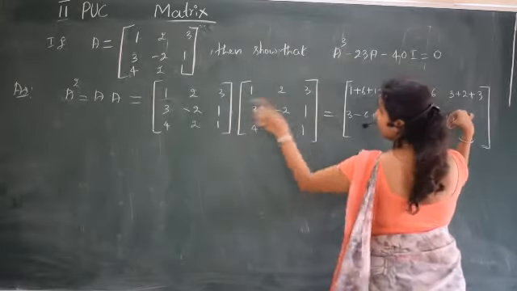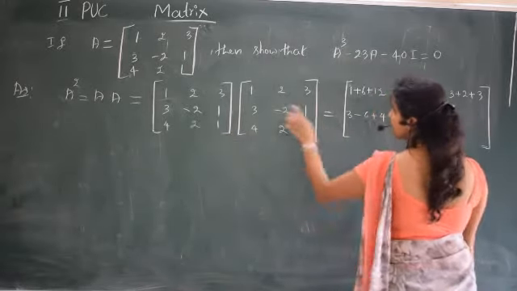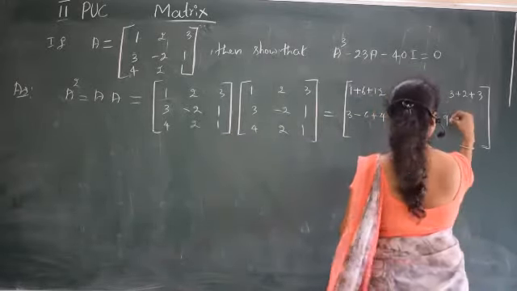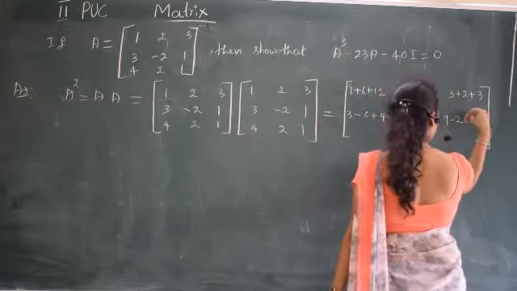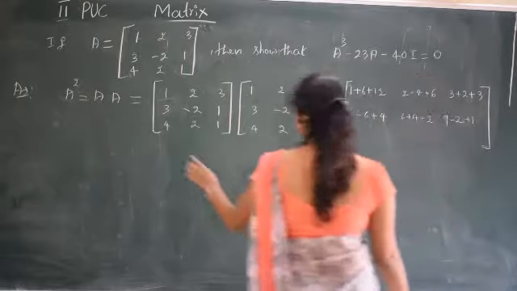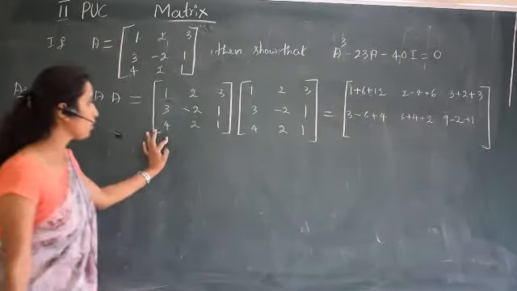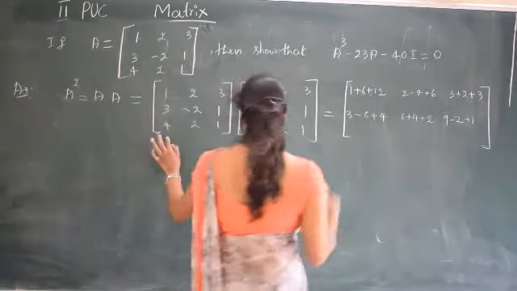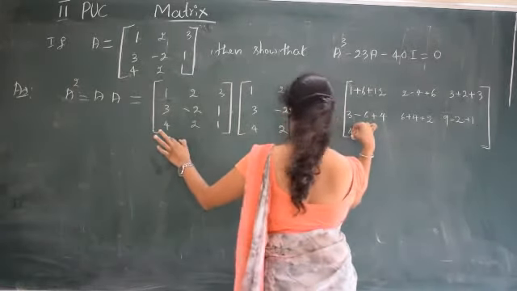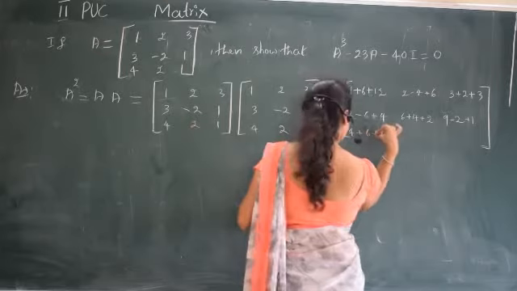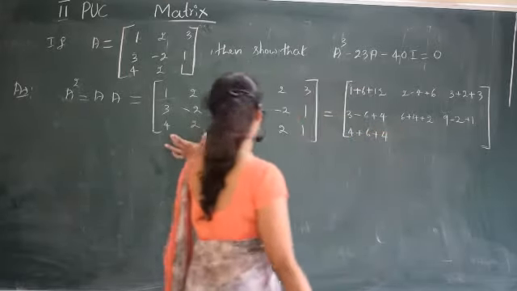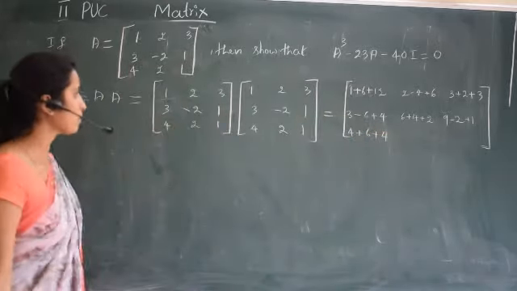Then 3 into 3 is 9. Minus 2 into plus 1 is minus 2. Then 1 into 1 is 1, plus 1. So next one is third column and first row. Third column is 4 into 1 is 4. Then plus 6, plus 4.